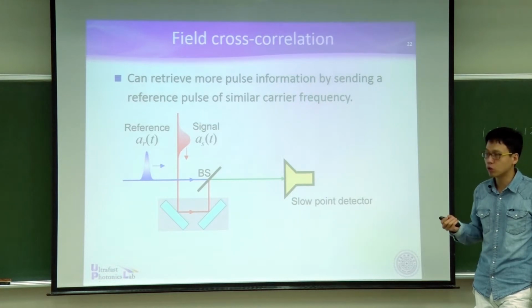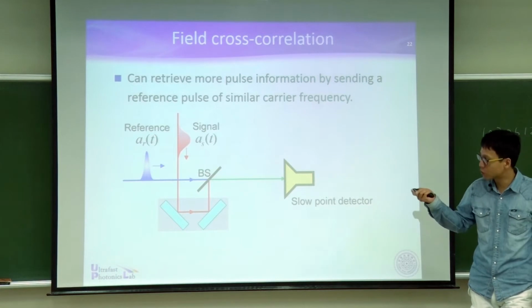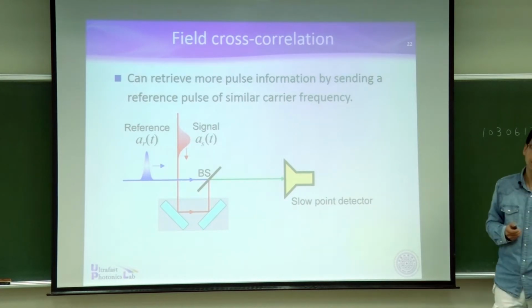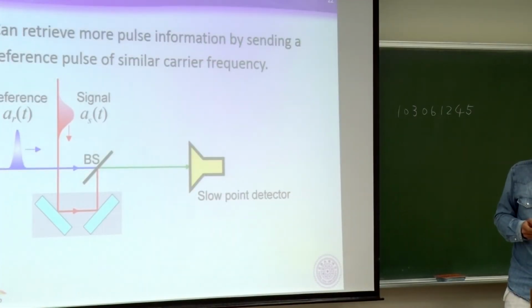But this time it's no longer autocorrelation, it is cross correlation because you have two components, okay? So the setup is actually quite easy. Your signal pulse comes in here, your reference pulse comes in here, and they are combined by a single beam splitter, and measure the average power as a function of delay by a slow point detector. Okay. How about the mathematical model?